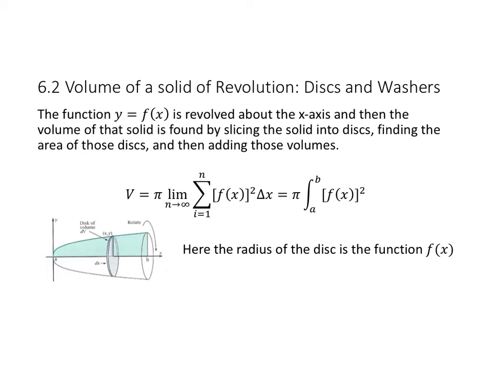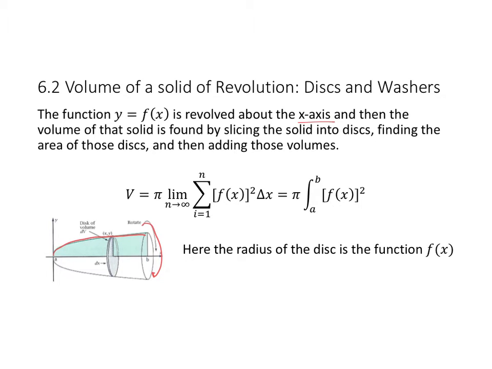For 6.2, we're going to look at the volume of a solid of revolution using the disk and washer method. So what that means is we're going to take the volume of a function f of x revolved around the x-axis. We take this function, that's my f of x, and spin it around the x-axis. I'm going to get this solid. In this case, it kind of looks like a rounded off cone. So this whole area will be a solid.